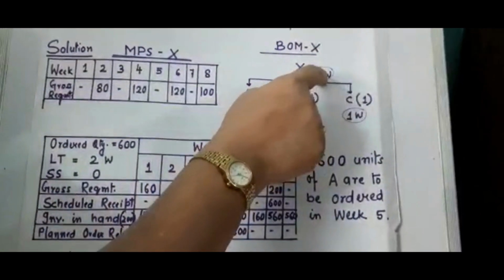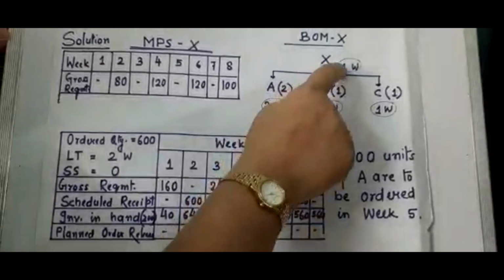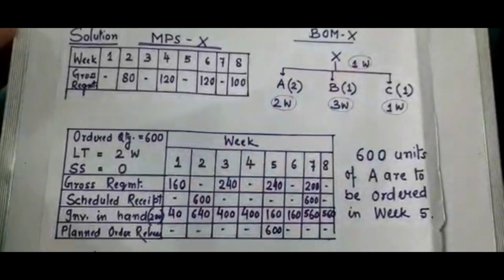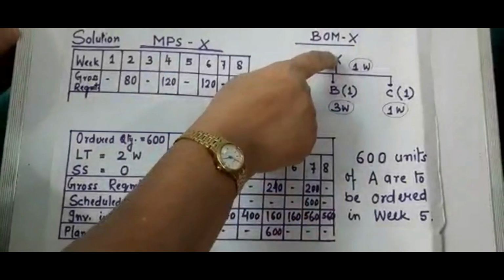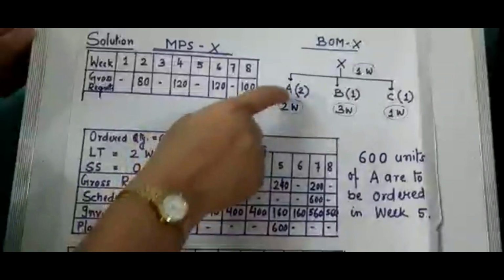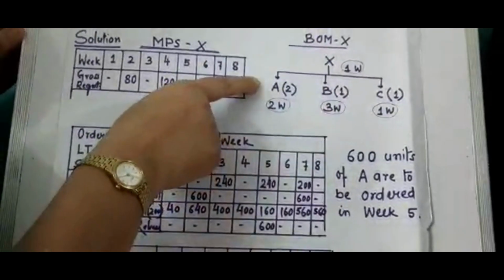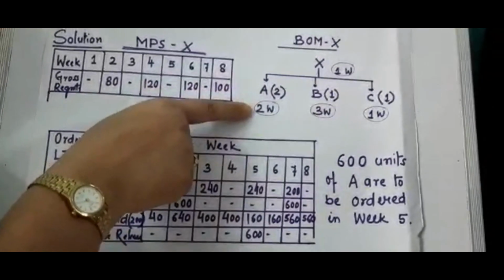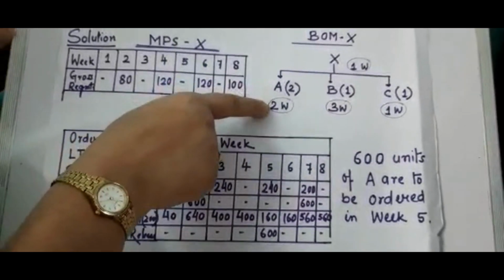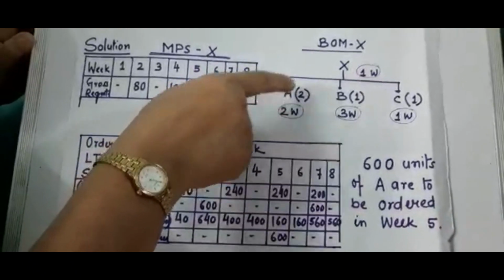The figures 1 week, 2 week, these are nothing but the lead time. Right? So 1 week here shows that the lead time to manufacture X from its components A, B, C is 1 week. Similarly, as you can see below A, we have written 2 weeks. That means the 2 week is the lead time of procurement because A is not being manufactured in-house.